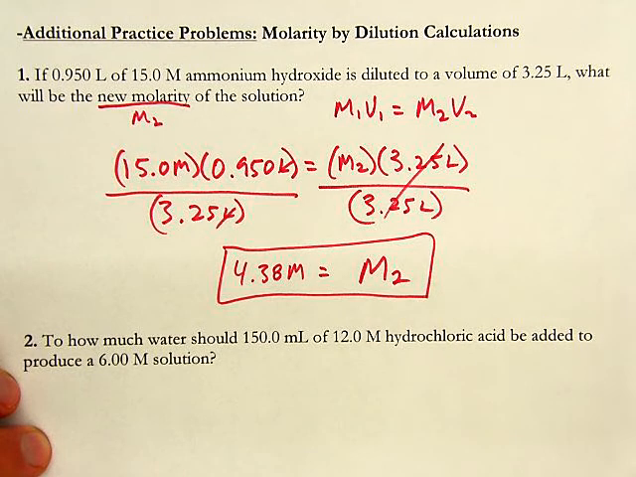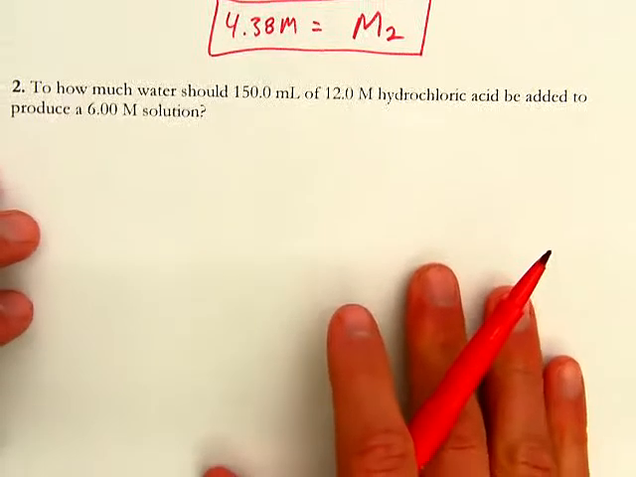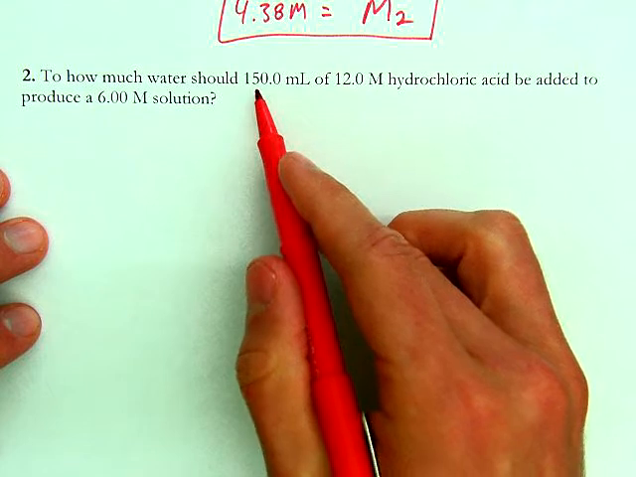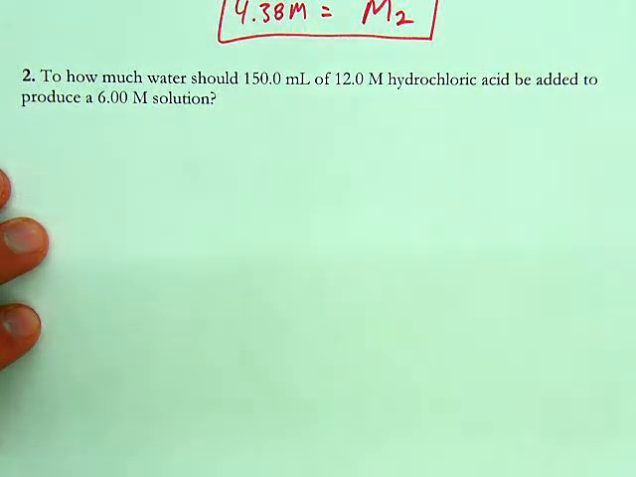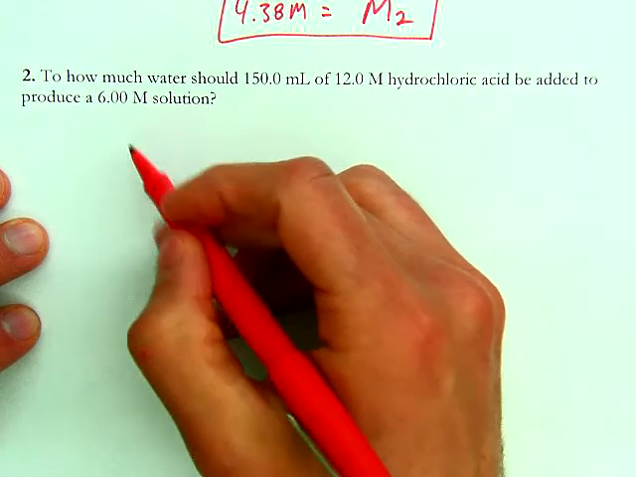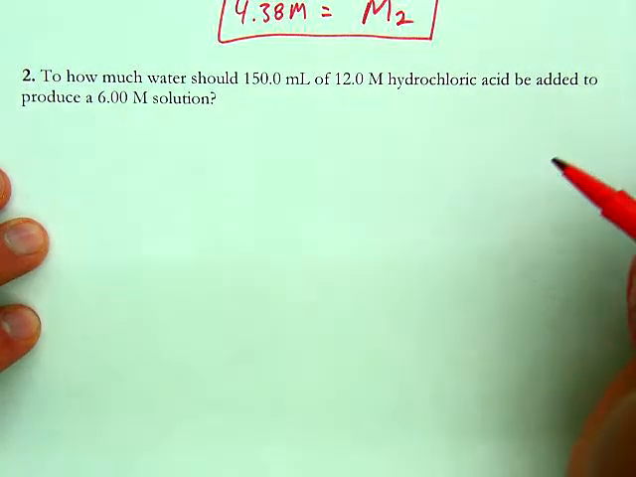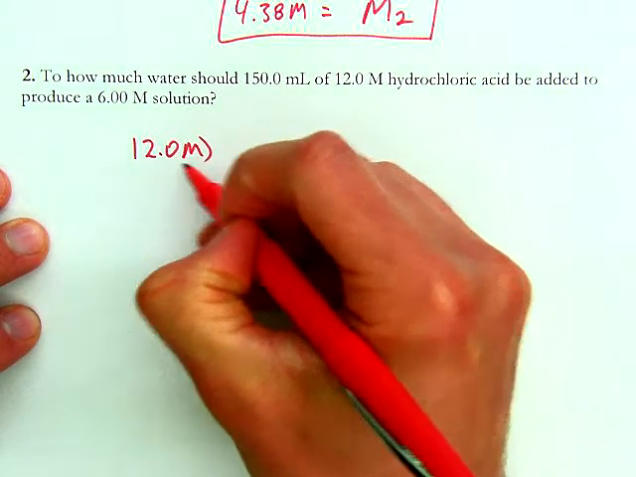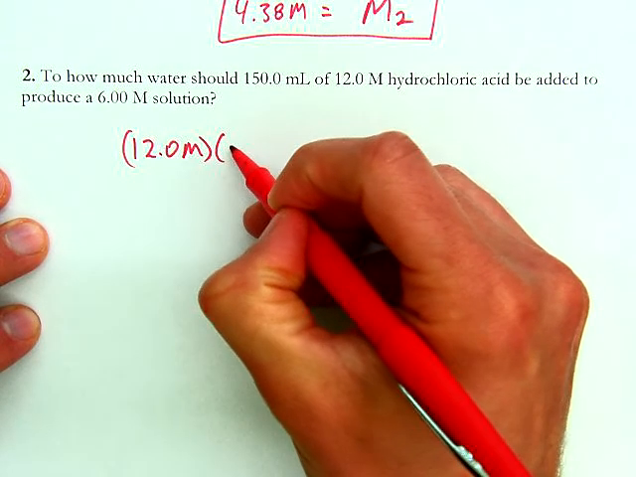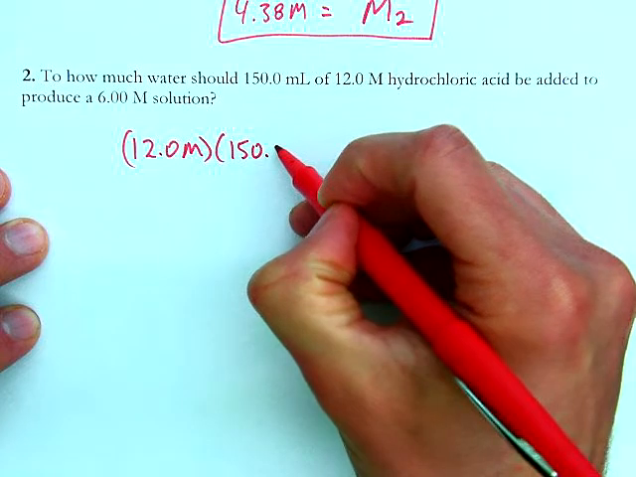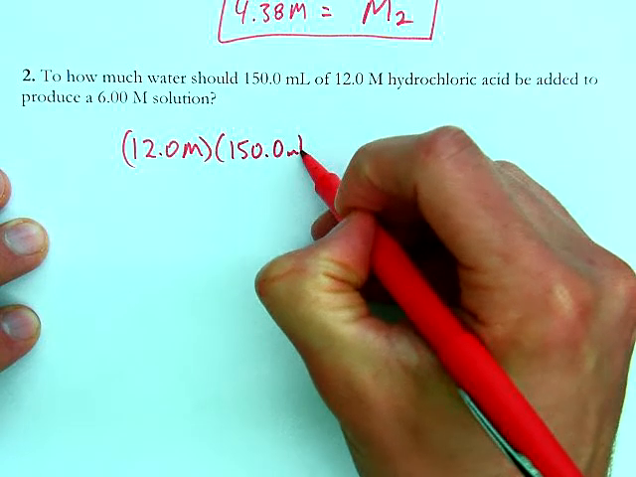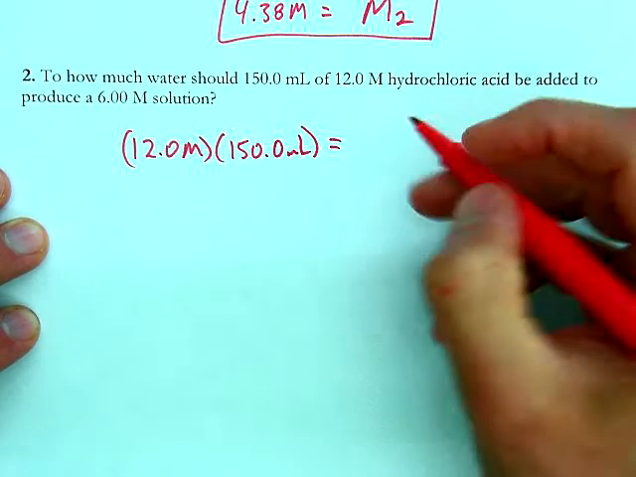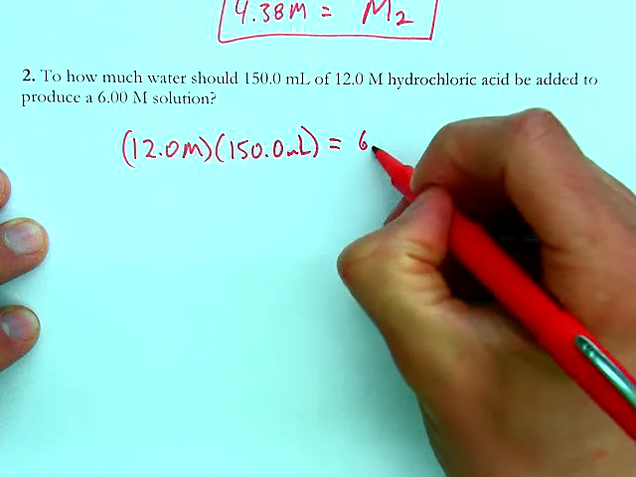All right. Question number 2. It says, to how much water should 150 milliliters of 12 molarity hydrochloric acid be added to produce a 6 molarity solution? So we have 2 molarities and we have 1 volume. So 12 molarity times 150 milliliters. Now, the math will work here if you leave it in milliliters. You could get in the habit of converting to liters, but it doesn't really matter in this case.